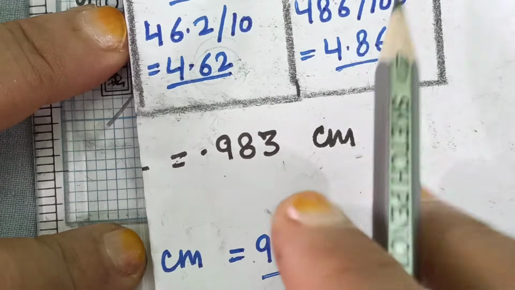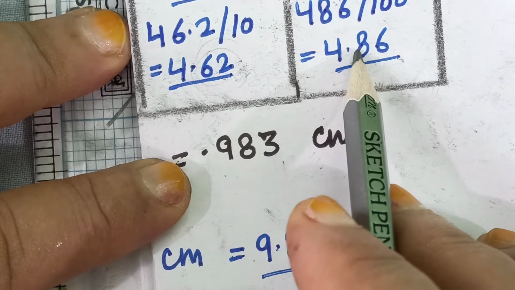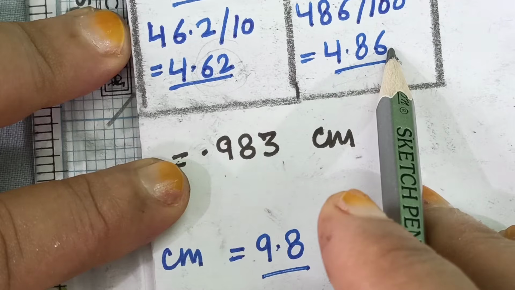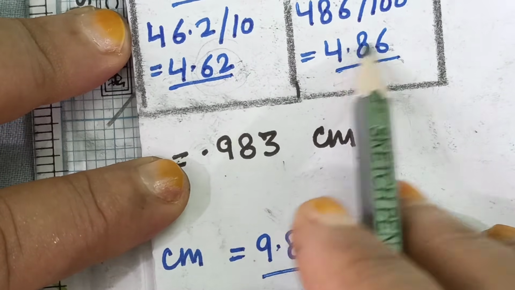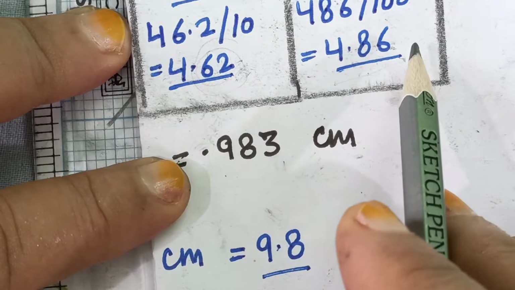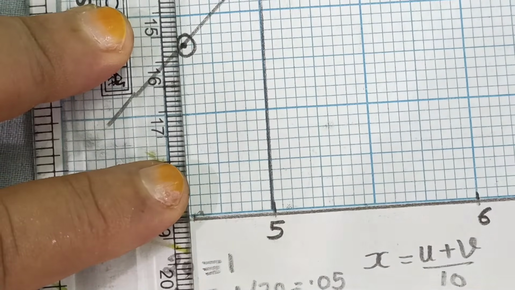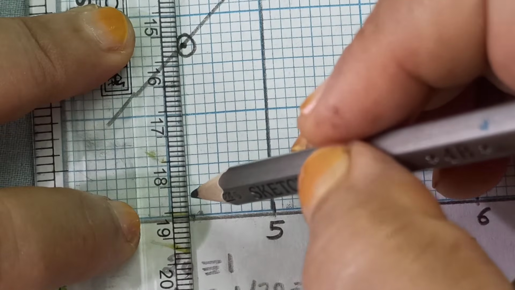Now 4.86. Here either we can plot 4.80 or we can plot 4.85. So 4.85 is closer to the reading instead of 4.80. So we will plot 4.85. This is the way we have to plot the graph to make our graph as sensitive and accurate as possible.